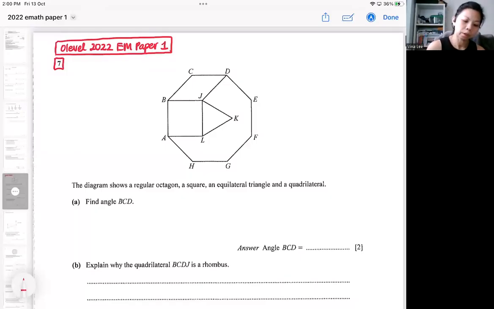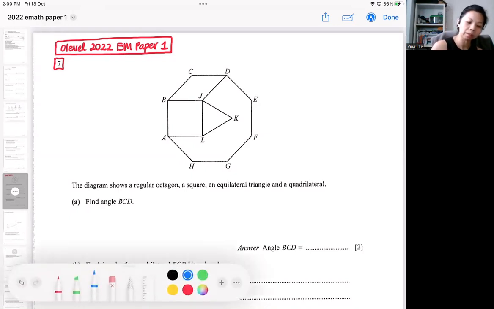So for this question, it is a question that combines quite a lot of shapes. In a way, it is a geometry question. The diagram shows a regular octagon, a square, an equilateral triangle, and a quadrilateral. So you will need to detect all the shapes mentioned first.